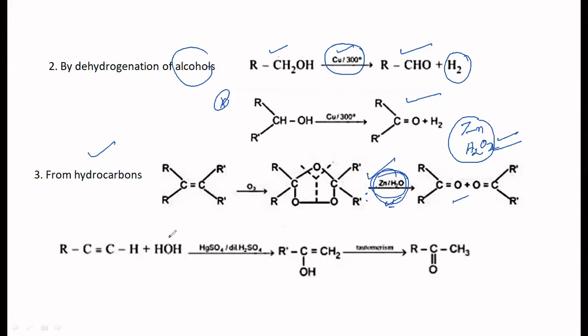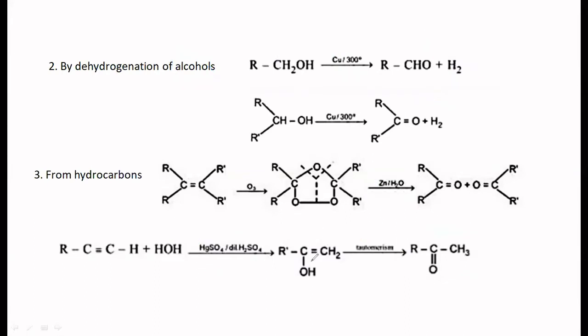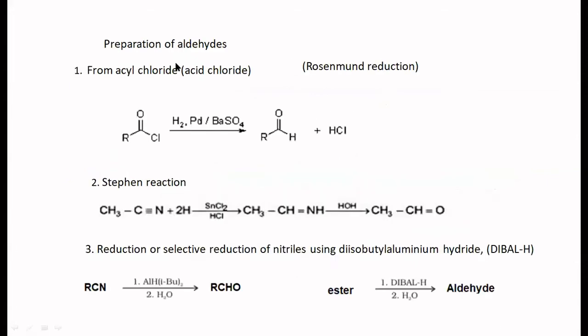Then hydration of alkynes using Hg2+ as the catalyst. You are going to get initially an enol form, which tautomerizes to give the keto form like this. So this is another important method for the preparation of aldehydes and ketones. A lot of methods are there. Some of it you have already studied, and some we are going to take up.